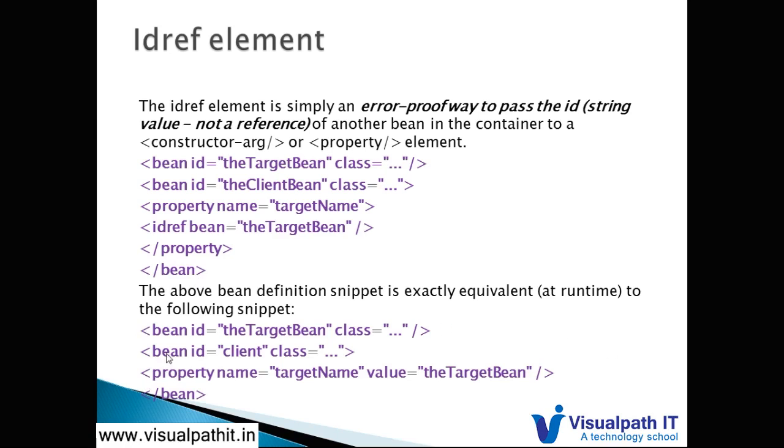We write it as bean id equal to target bean, class name. Bean id equal to client, the class name. Property name is targetName. Value is targetBean. The same thing is done here with the idref element. What it does is directly give the name of the target bean. It will give it here, the target bean. So both are exactly equivalent, and it will not give rise to any error as well. So directly we can use idref bean equal to targetBean here.